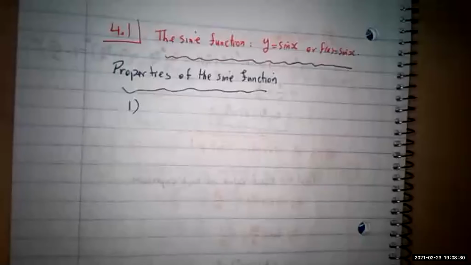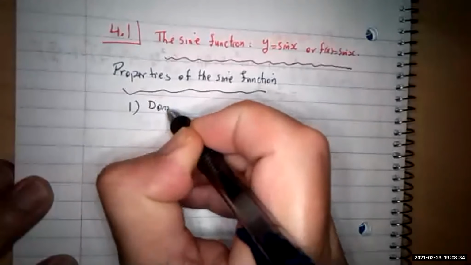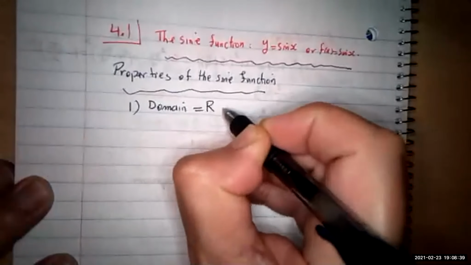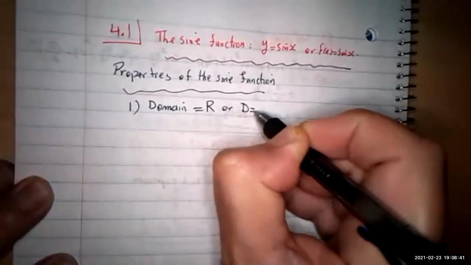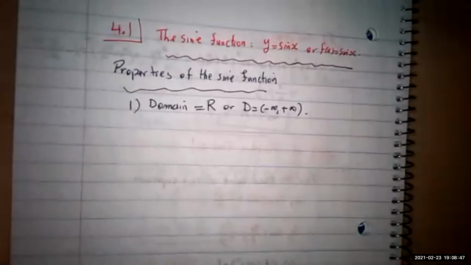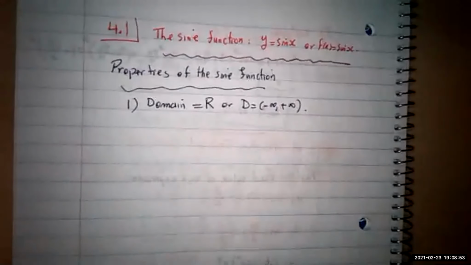So the domain is all real numbers. The domain of this function is R, or D equal to negative infinity to positive infinity. That's the domain of the sine function. No restriction, you can use any number you like. Some numbers, of course, are nice, but if it is not a nice number, you can use your calculator to give us a value.